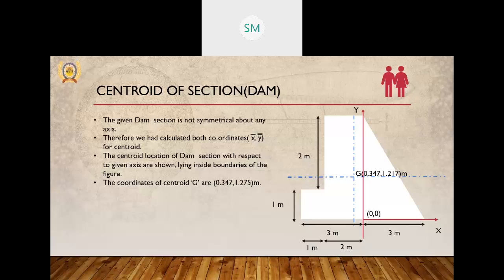So this is the example where the reference axis is already given. According to them, we have to find out the centroid of the given section.